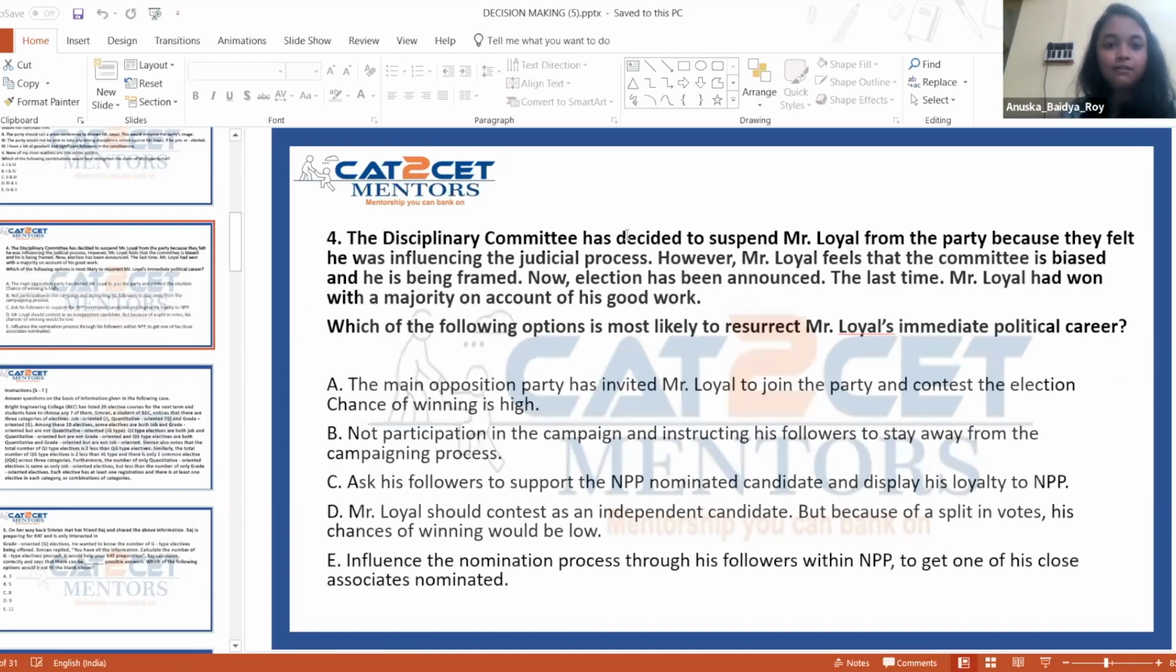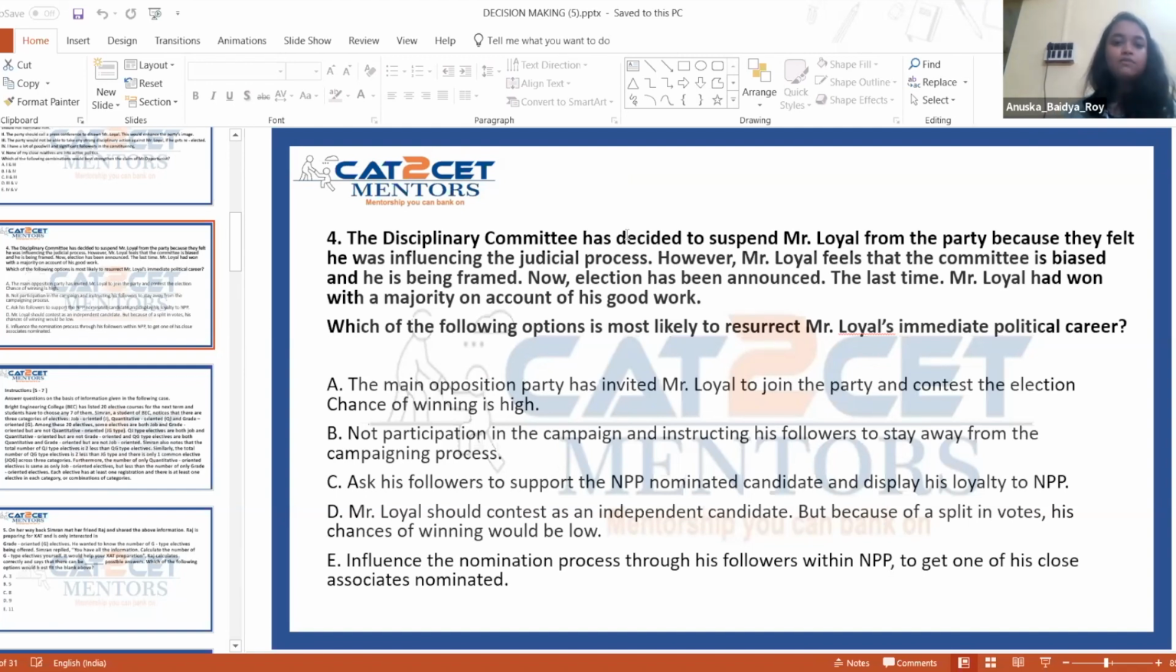The disciplinary committee has decided to suspend Mr. Loyal from the party because they felt he was influencing the judicial process. However, Mr. Loyal feels that the committee is biased and he is being framed. Now election has been announced. The last time Mr. Loyal had won with a majority on account of his good work. Now, again, I cannot emphasize more. Read the question. Which of the following options is most likely to resurrect Mr. Loyal's immediate political career? So here we are trying to find an option that is good for Mr. Loyal, not for the party. Don't get confused. It's not for NPP. It's for Mr. Loyal's political career.